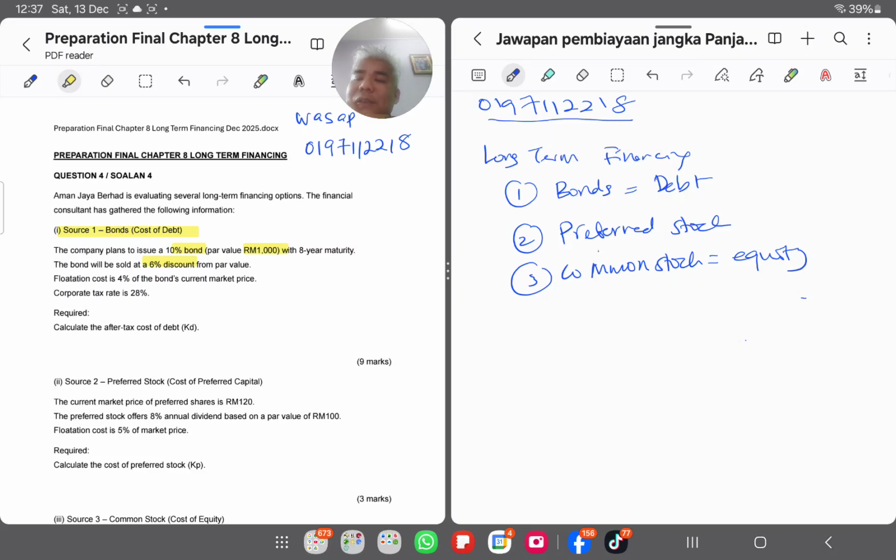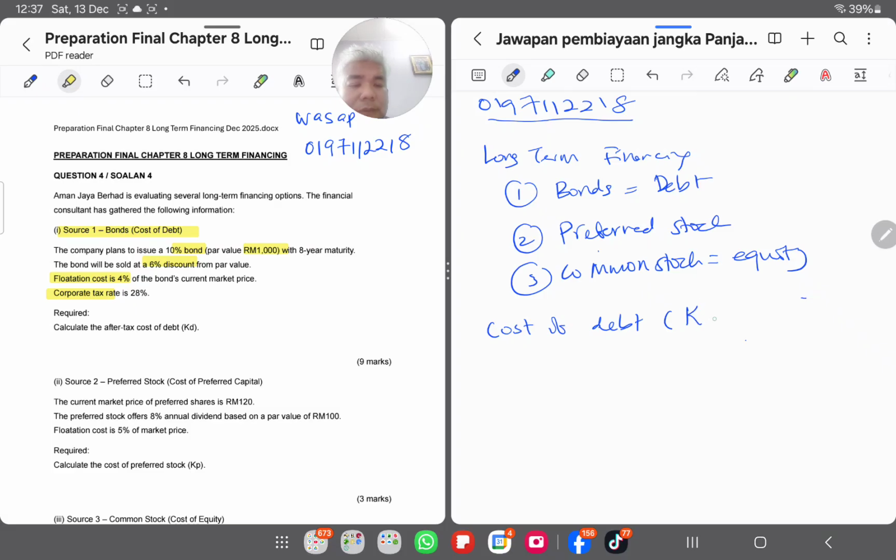Flotation cost is 4%. It is like the marketing cost, all the costs relating to the administration. And the corporate tax is the tax to pay to the government, 28%. Then we as a company need to calculate the after-tax cost of debt, the cost of debt or cost of loan.